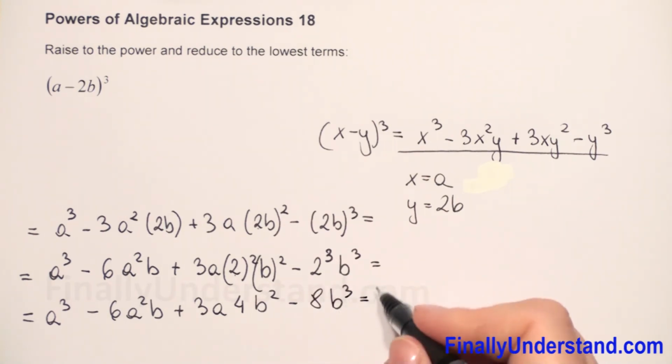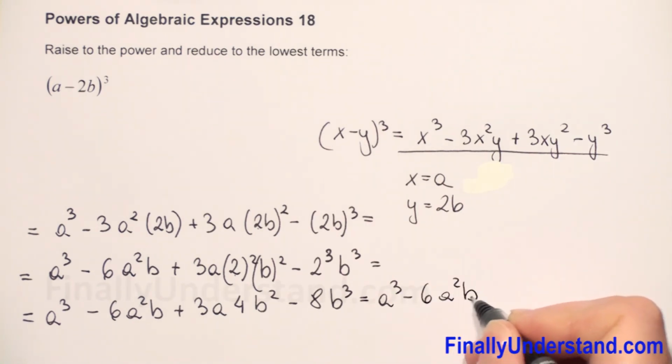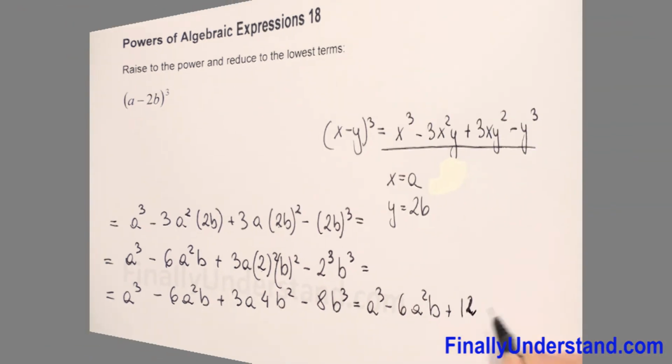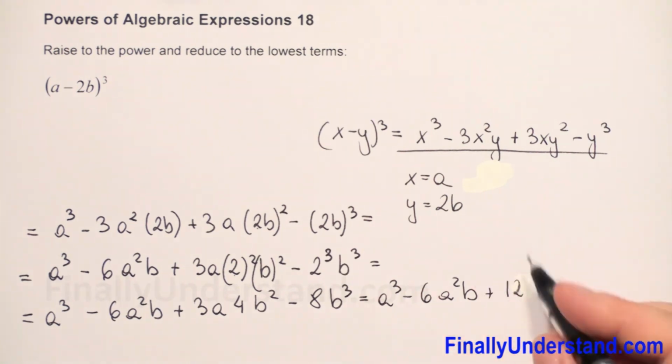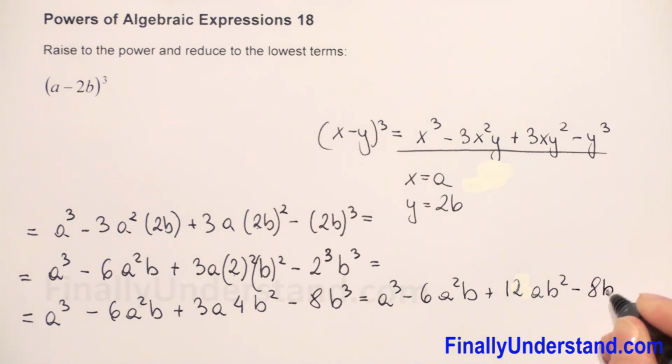So this is equal a cubed minus 6a squared b plus 3 times 4 is 12, and we have a b squared, and we have minus 8b cubed. This is my solution.